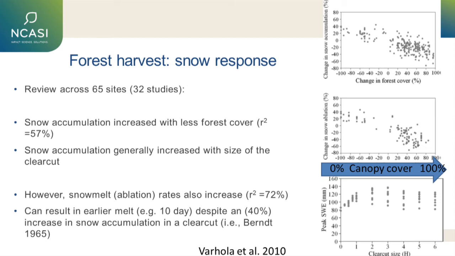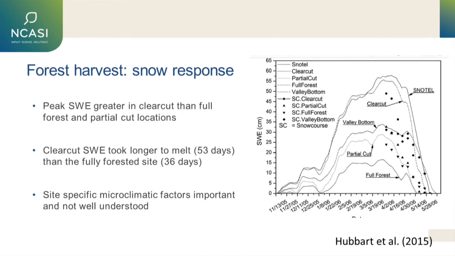But as we observed with the fire example, there are also increases in snow ablation or snowmelt rates. And so a consequence of that is that it can actually result in earlier melt despite having more snow available. At Mica Creek, they have a SNOTEL site there, and they evaluated different snow water equivalent under a clear cut, under a partial cut, and under full forest. Here, as expected, they did observe more snow in the clear cut scenario, but they also found that it took longer to melt in the clear cut than in the fully forested area. So it took 53 days in the clear cut relative to 36 days in the forested area.